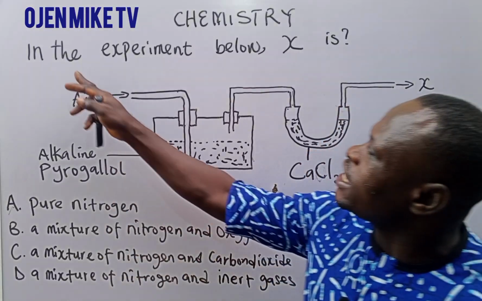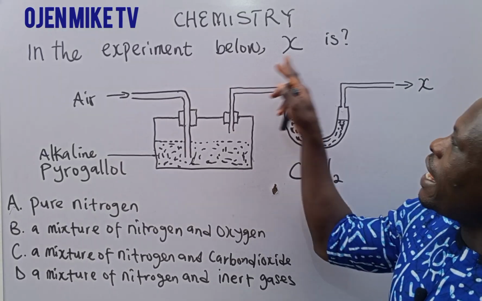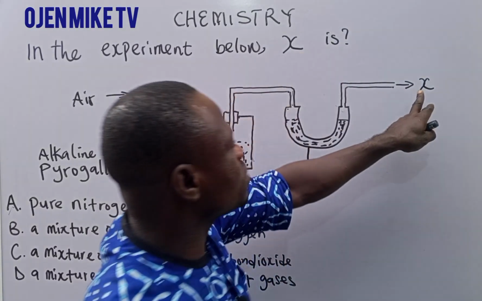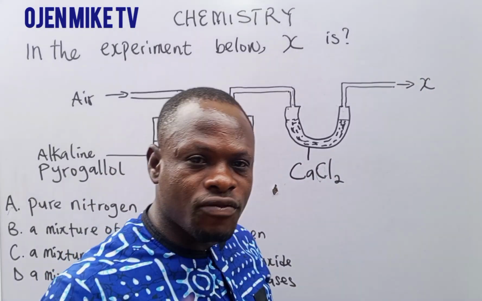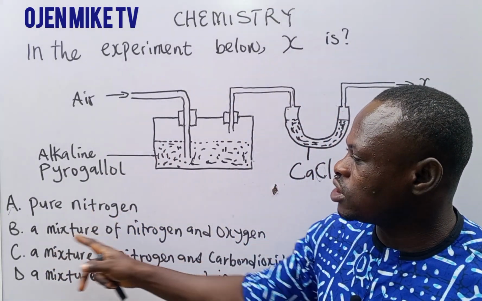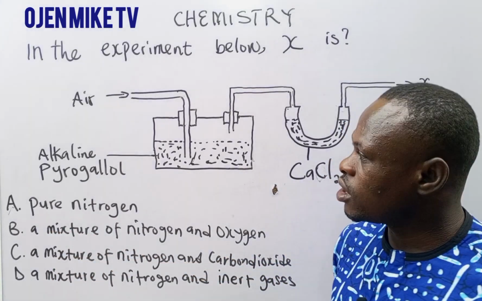This question we are asked in the experiment below: X is what? This is the experiment, and we are asked the value of this X. We are given a range of options here. What are the range of options? We have pure nitrogen, a mixture of oxide, and so on.